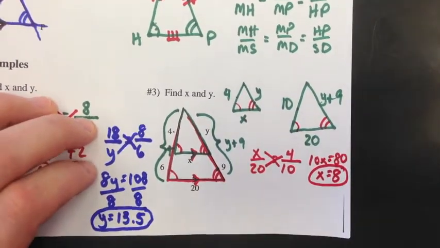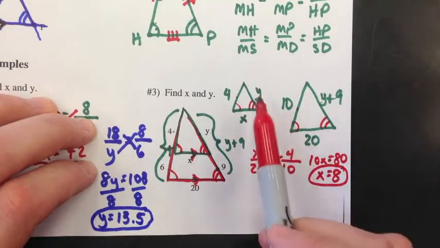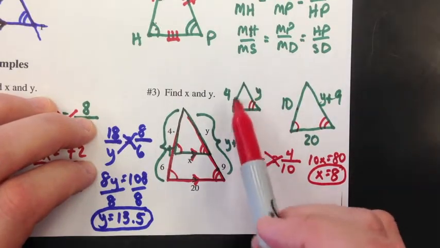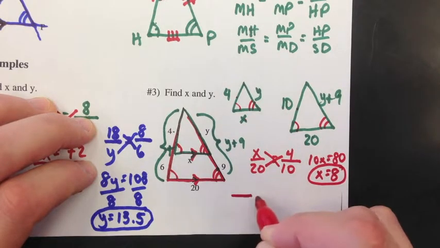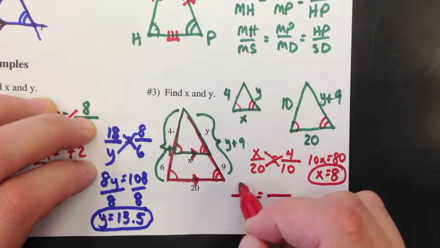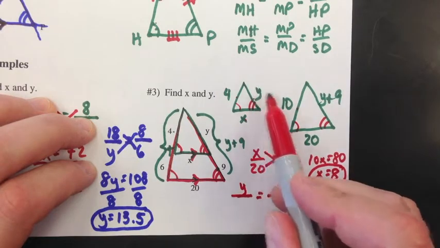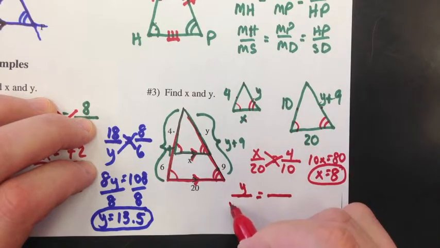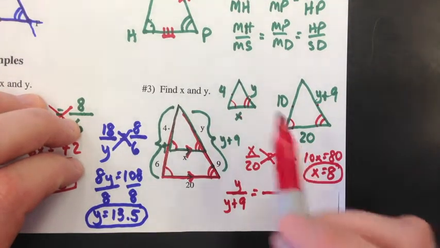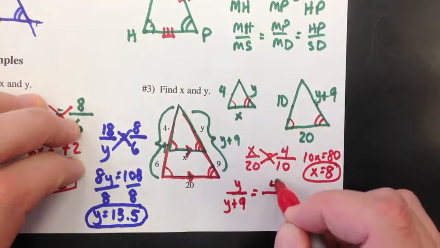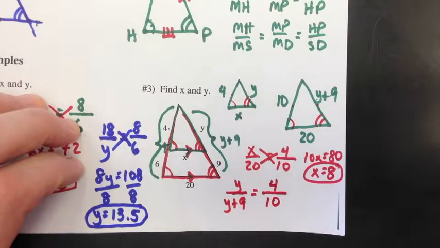All right, now for the y's, I'll do it the same way. I'll start with this triangle, the smaller triangle. I'm going to put y on top. Let me set this up here. So y on top. That corresponds to y plus 9 equals, I'm going to use 4 and 10 again. So there's 4 and there's 10.